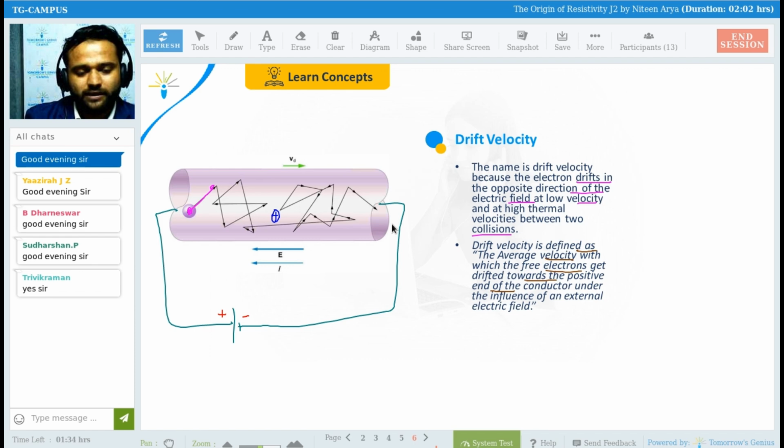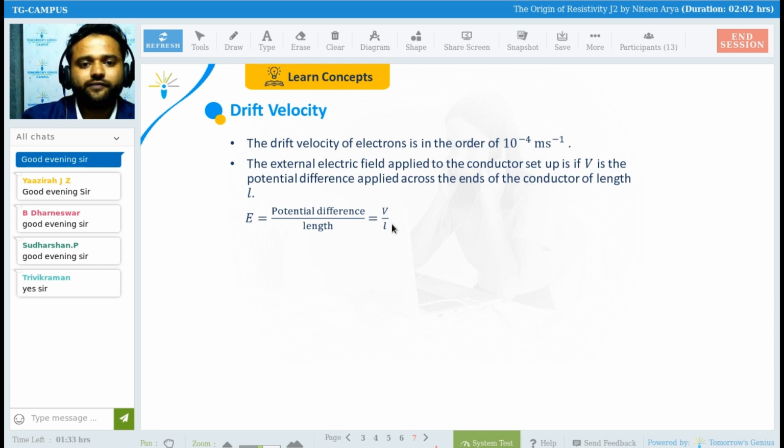But in the absence of an electric field also, due to collision, thermal agitation or thermal velocity, we have a little bit of drift velocity. Or properly, the average velocity with which free electrons get drifted is defined as the drift velocity due to the presence of an external electric field. Clear, everyone? Is this clear, beta? Okay. So now moving ahead, drift velocity.